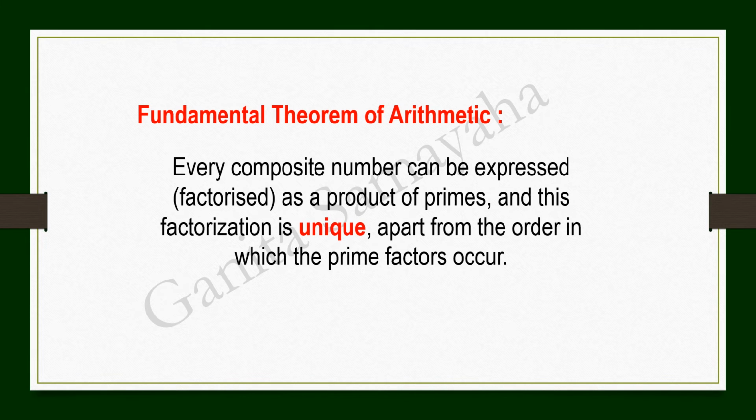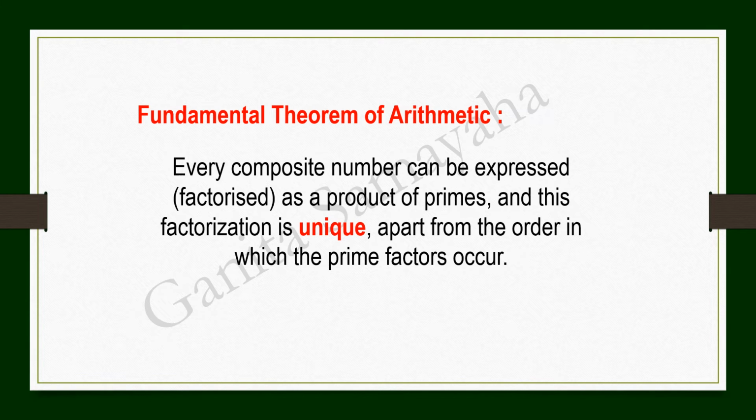It states that every composite number can be expressed. That means what? It can be factorized as a product of primes and this factorization is unique apart from the order in which the prime factors occur. So there is one and only one solution for any composite number when we are factorizing it into its product of primes. Is it clear, children? So with this understanding, we will now proceed on to learn something about HCF and LCM.